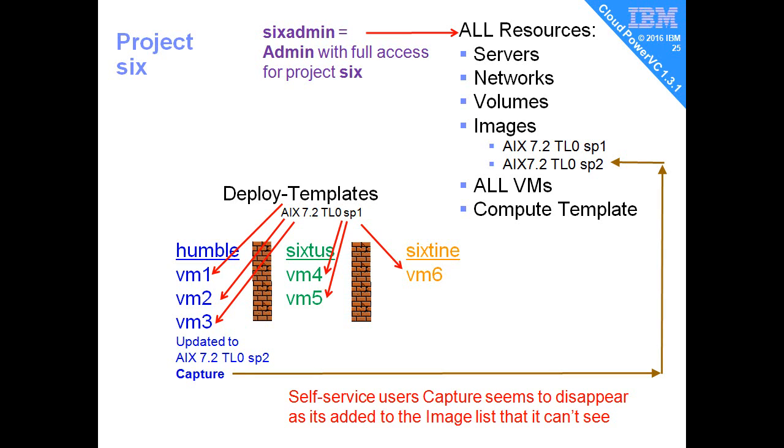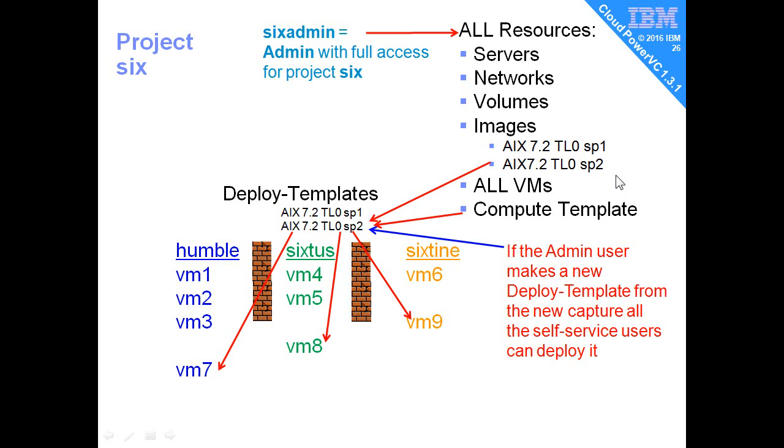Now, if Humble does a capture of a virtual machine, maybe they updated it to a new service pack and they say that they want that as a new deploy template, well, they can't create that. They can only create a capture which creates an image which they can't see. Only at the top in here, the sysadmin user can see this new image. We'll need the sysadmin user to create their image with a compute template and create a new deploy template, and then the users can use the newer version of that template to actually create new virtual machines.